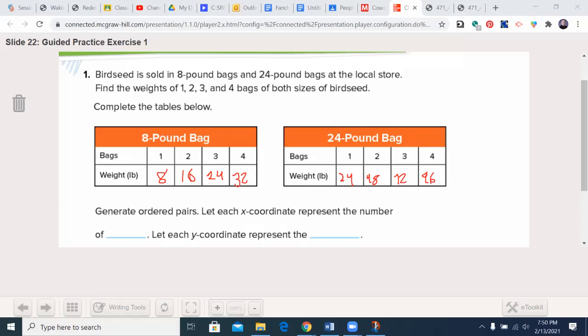Complete the tables below. Generate ordered pairs. Let each x coordinate represent the number of bags and let the y coordinate represent the weight. So here's our x, here's our y, here's our x, and here's our y. Let's go ahead and write that in. Give me a moment here.